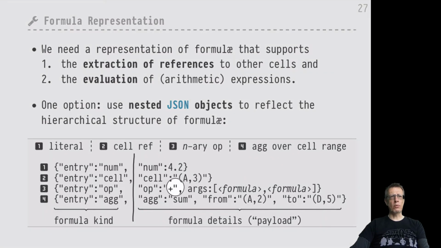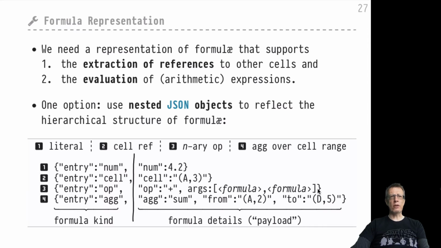Operators like this binary operator plus, but any n-ary operator, would simply be represented by an operator symbol and then an array of arguments to this particular operator. This plus would be a binary operator, so we would expect two subformulae that would be held here in this array args. So any n-ary operator, unary, binary, ternary, everything could be represented in this array-based representation of arguments.